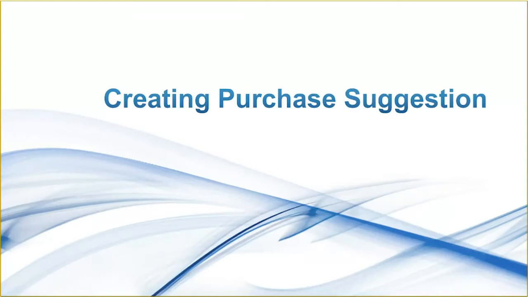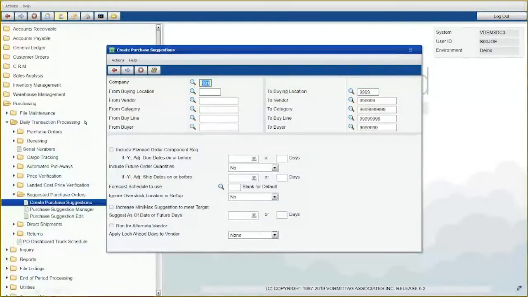Okay, all right, so now that we have the average usage, whether it is through the historical data or the forecasted data, let's take a look at how the system will now create a suggested purchase order. Okay, so this application is under purchasing, under suggested purchase orders. The first option you're going to run is create purchase suggestion. All right, and there are some new options here.